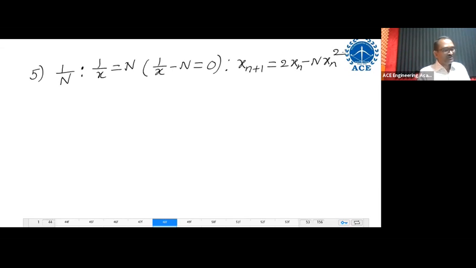Among all these four methods, bisection, regula falsi, secant, and Newton-Raphson methods, the most important and most expected topic in the examination is Newton-Raphson method. Tomorrow we will do problems on Newton-Raphson method.